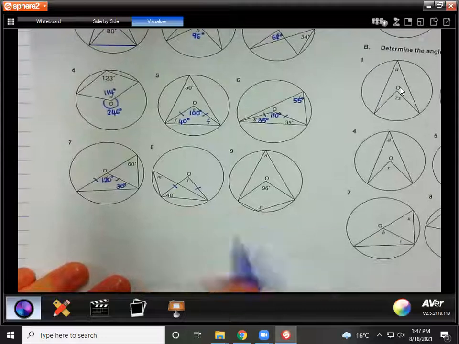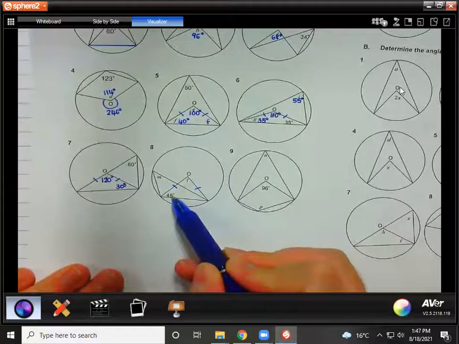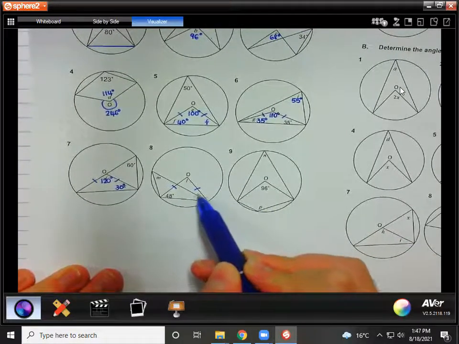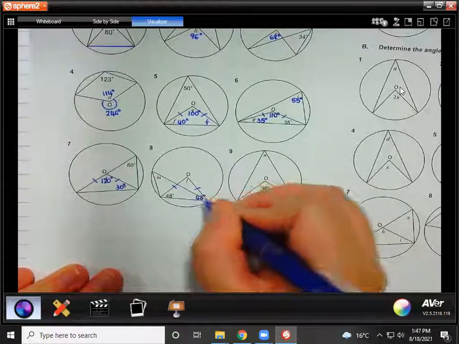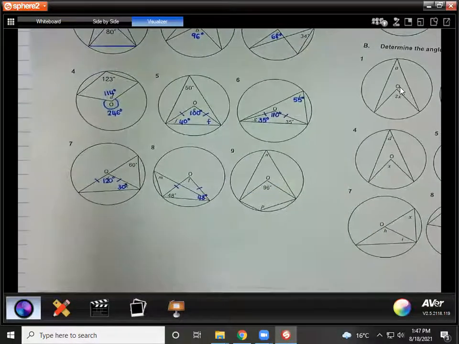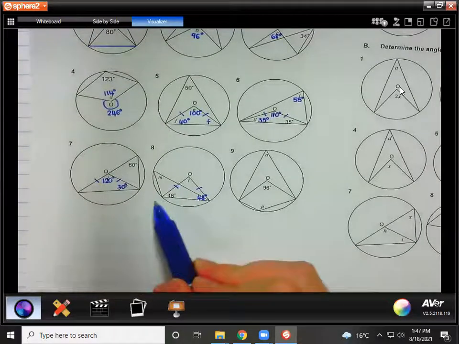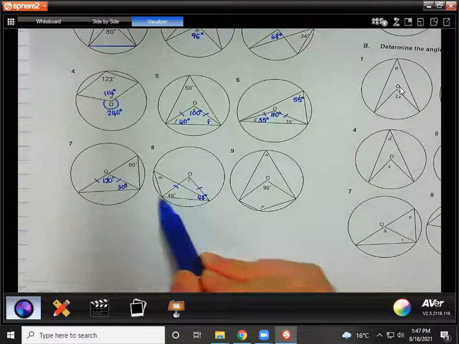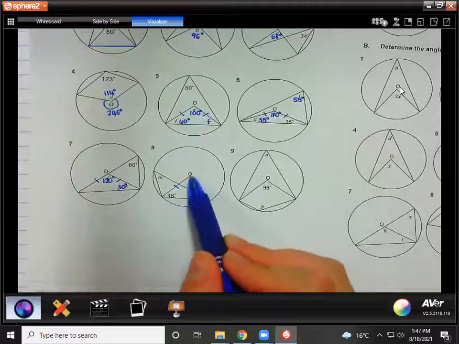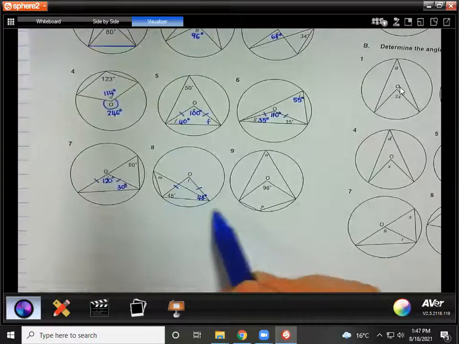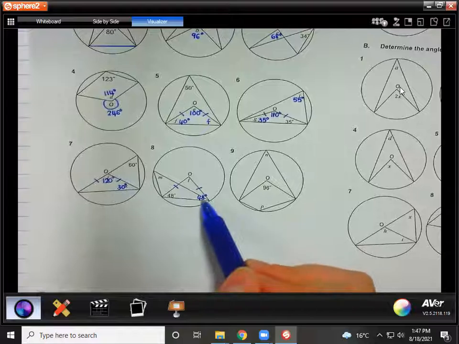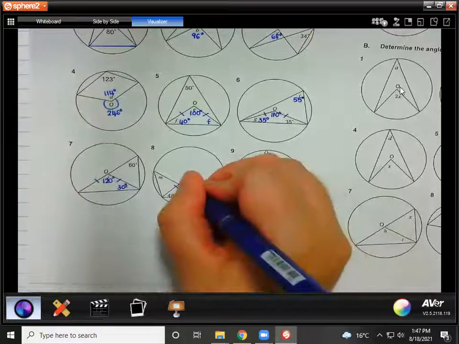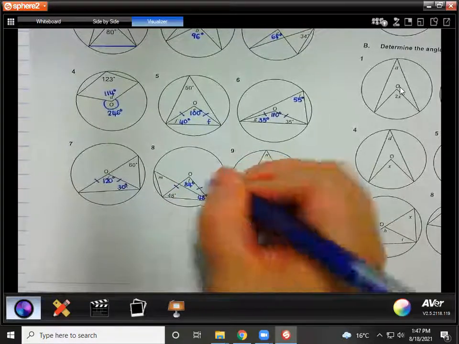Okay, number 8, we have 48 degrees. Do we agree that that angle will also be 48 then? So now they're not actually telling us that we need to find that angle. There isn't a letter there, but we do have to find it in order to find the other angles. Because now if we have 48 and 48, that together is 96. We need all three angles together to equal 180. What's 180 minus 96? Is it 84? 84. All right, so that one is 84.